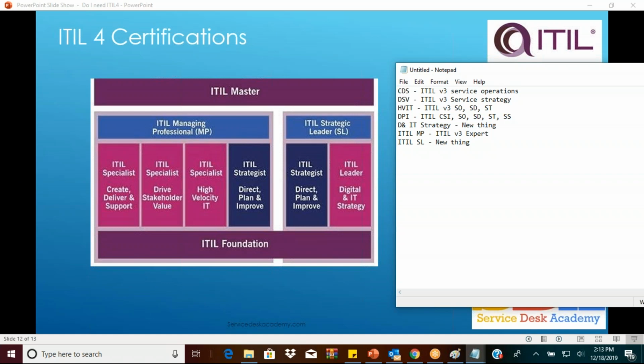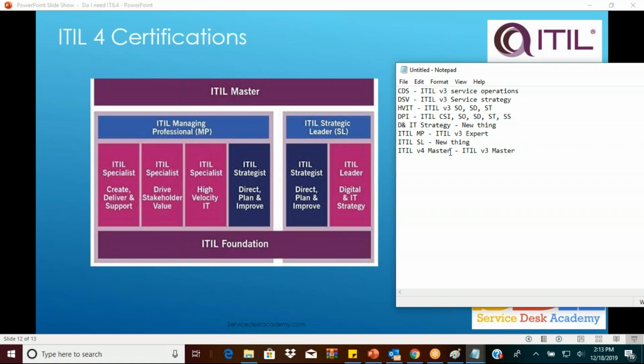Is there any bridge course from expert to the managing professional? Absolutely, yes, there is. ITIL Master in v4 is just the same. After doing expert, you do theses, you write some research papers, and then you become ITIL v3 master. It's the same thing again in ITIL v4, but that announcement is not yet done. Probably by the first quarter of 2020, we should know the prerequisites for ITIL v4 Master.